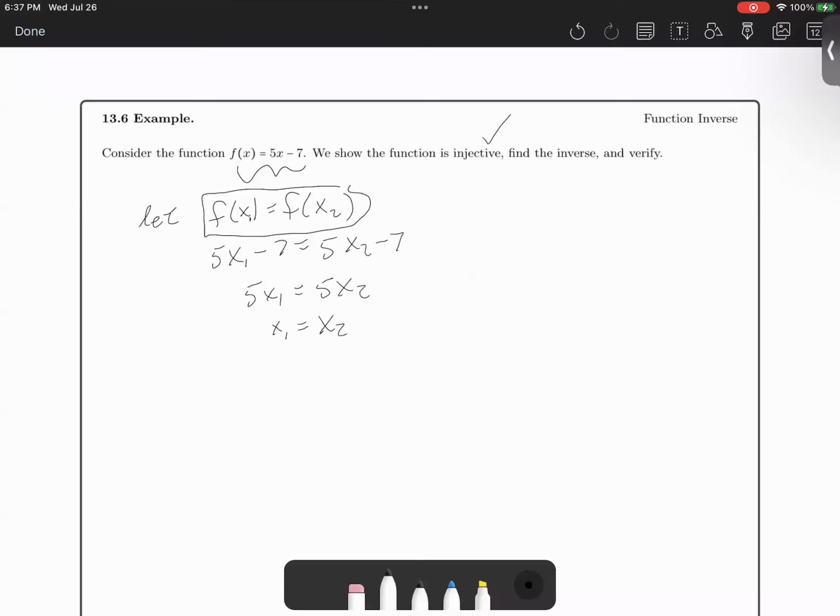Let's find it. So if x gets sent to y underneath this function, then we're looking for the map that goes backwards. So we're looking to solve this relationship for x in terms of y. So if y is equal to 5x minus 7, then I want to go from y values and solve for the x value. So let's solve for this x.